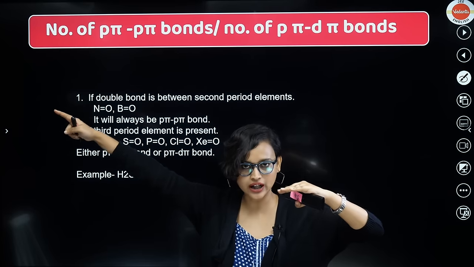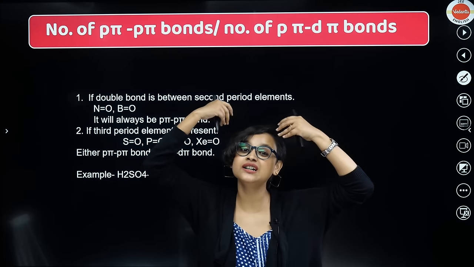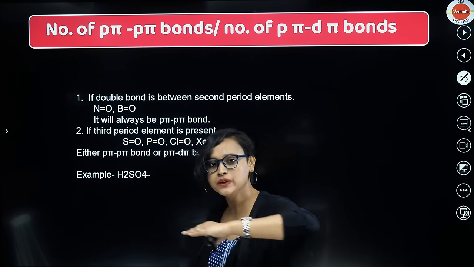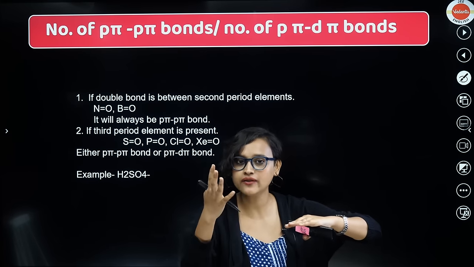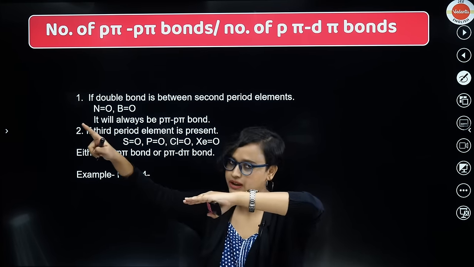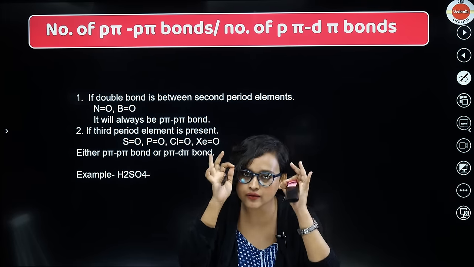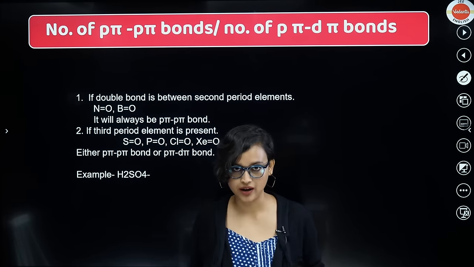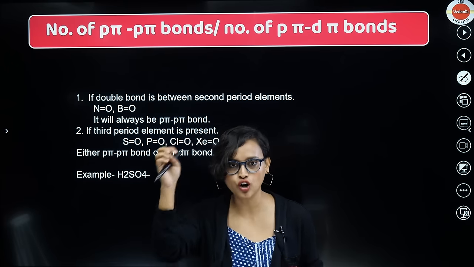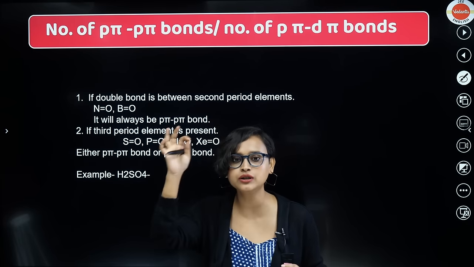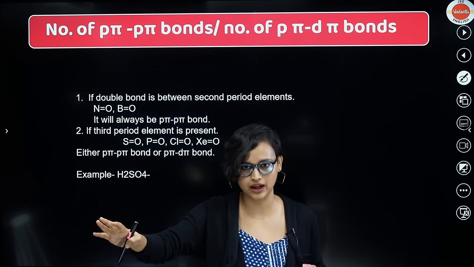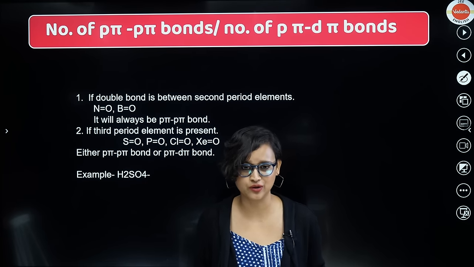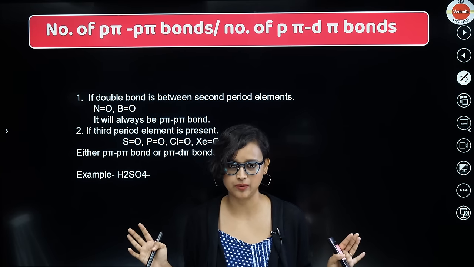First period is hydrogen and helium. Hydrogen and helium don't even have the p orbital; they only have the s orbital. But these second period elements have only s and p orbitals, right? They don't have d. So it is going to be p pi. Whenever they are involved in bond making, close your eyes and write down p pi. If it is nitrogen, oxygen, boron, carbon, always p pi. They don't even have d orbitals, so how will they participate in d pi? It will always be p pi.